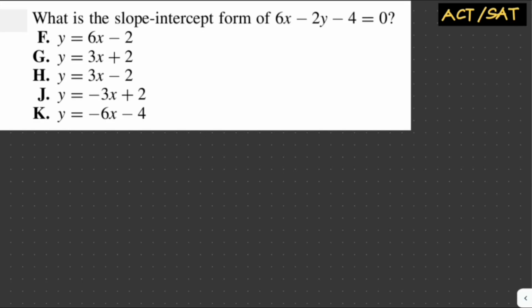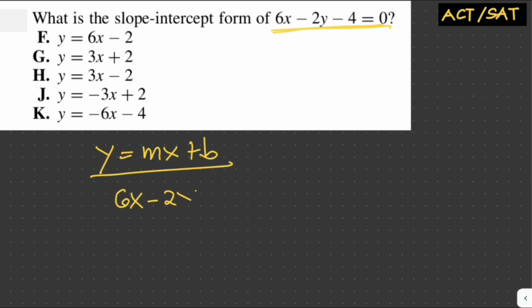What is the slope-intercept form of 6x minus 2y minus 4 equals 0? The slope-intercept form of the equation of a line states that y is equal to mx plus b, where m is the slope and b is the y-intercept. Now we need to rewrite this given equation here into this form. So that would be 6x minus 2y minus 4 equals 0. And then we transpose 6x and negative 4 to the right.